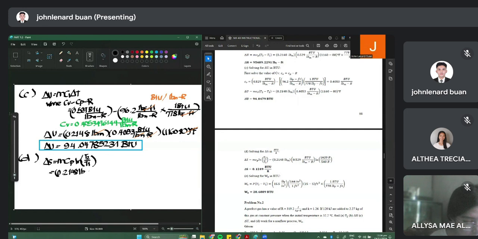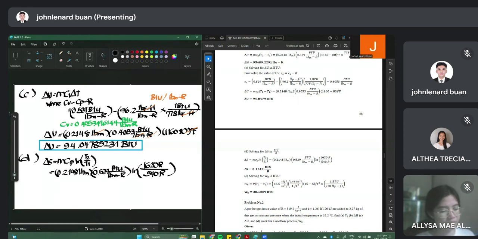Pound mass. Meron tayong given na CP na 0.529 BTU per pound mass Rankine. And then, we have here ln of T2 over T1. Kailangan nyo munang i-convert into absolute temperature reading, so 1620 Rankine at saka 540. Parehas lang yung temperature 1 and 2 natin, dinagdagan ng 460.